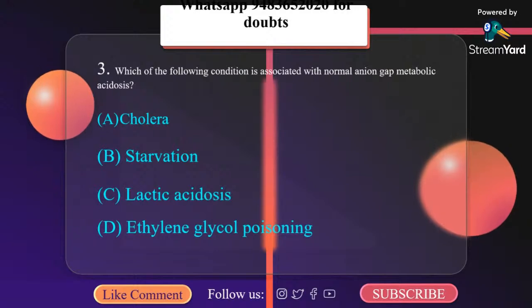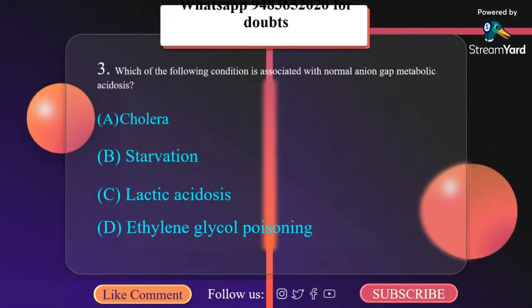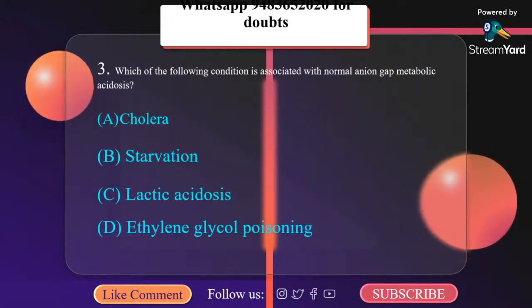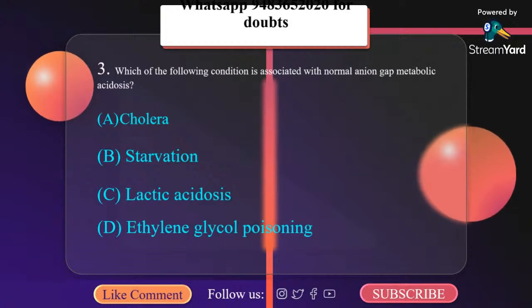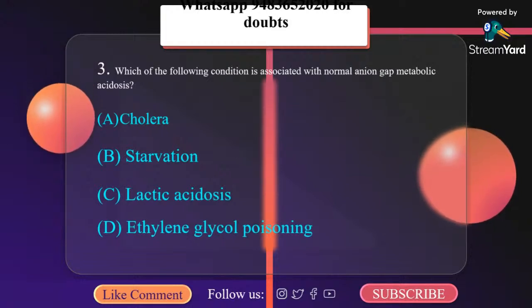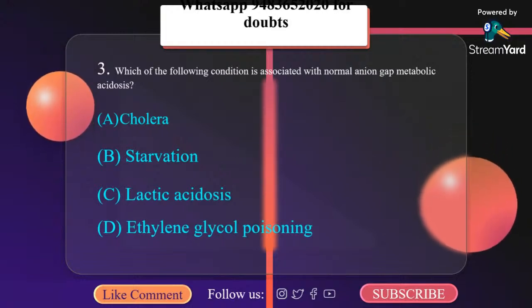Which of the following conditions is associated with normal anion gap metabolic acidosis? A. Cholera. B. Starvation. C. Lactic acidosis. D. Ethylene glycol poisoning.